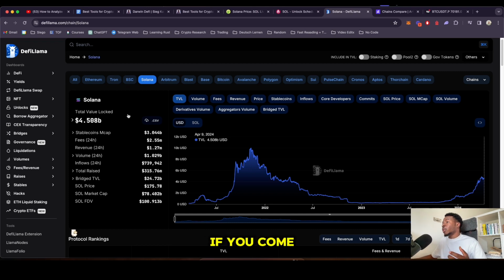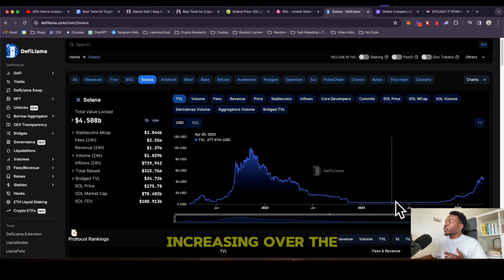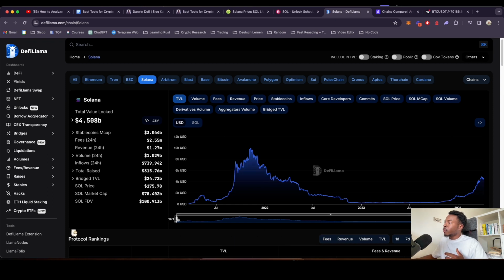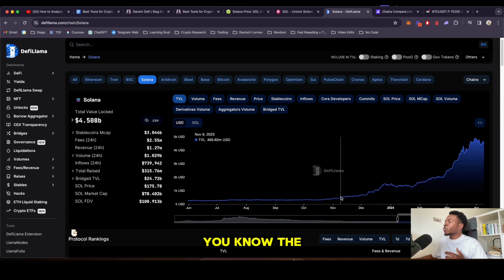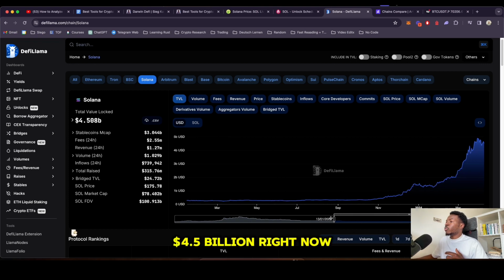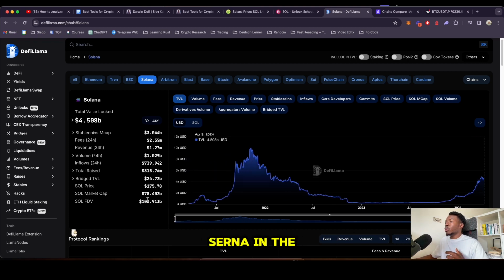For example, as I was talking about Solana here, you can see that we have had a total value locked which has been increasing over the past few months since the bull market began. And we have about $4.5 billion right now locked on the Solana blockchain, right?